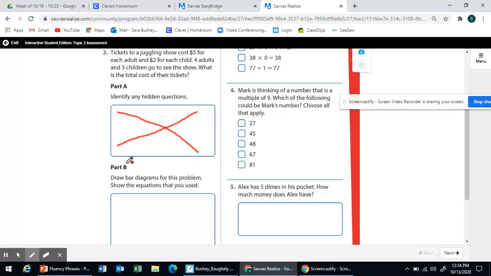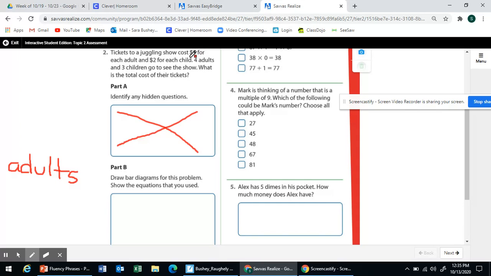So now down here, it says draw bar diagrams for this problem. Show the equations that you used. Boys and girls, you don't technically have to use a bar diagram for this problem unless you are comfortable with it. You may use whatever strategy works for you. So first, let's make like a little chart. Let's figure out how much it costs for just the adults to go. So we're going to break this problem down into the adults and the children. Let's focus on the adults.